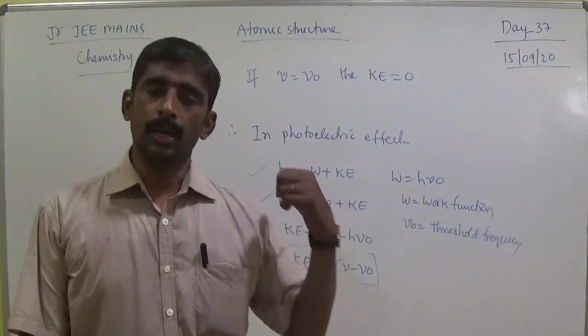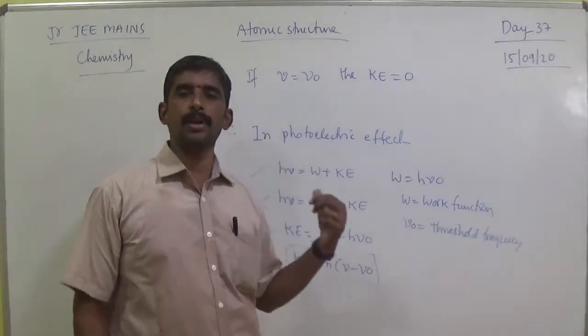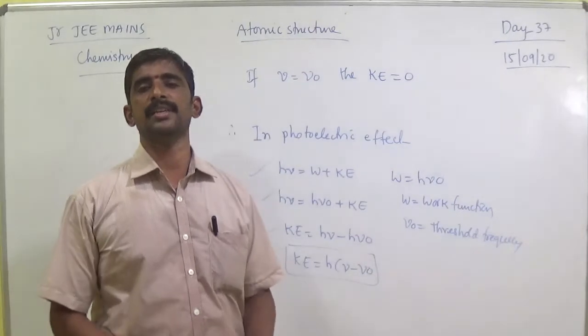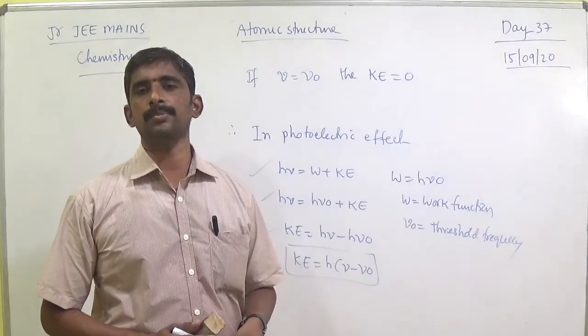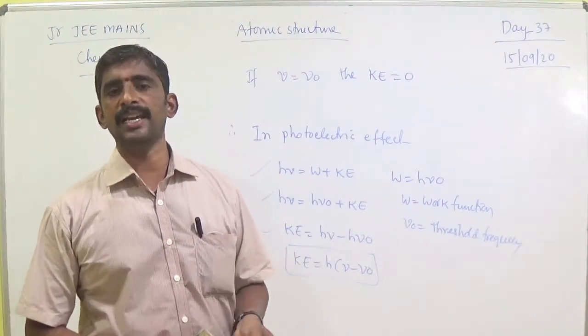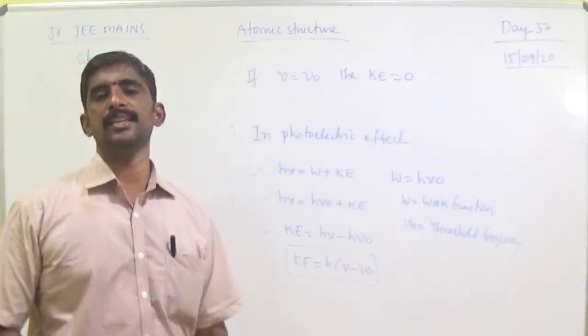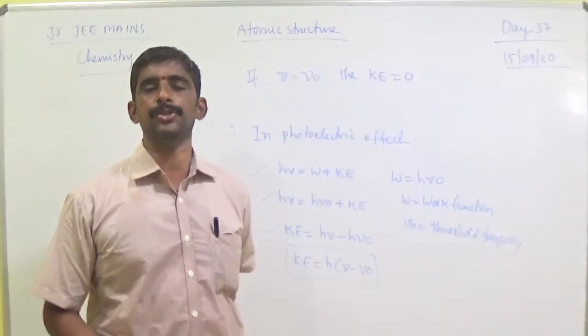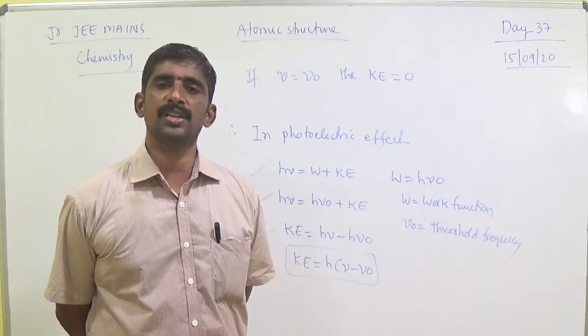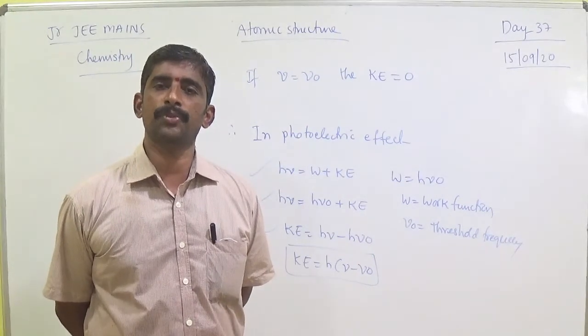My dear students, don't forget to remember this formula: in the photoelectric effect, h nu equals W plus K, where W means work function. So h nu equals h nu naught plus K, where K means kinetic energy. Kinetic energy K equals h nu minus h nu naught. Here h nu naught means work function W, and nu naught means threshold frequency.